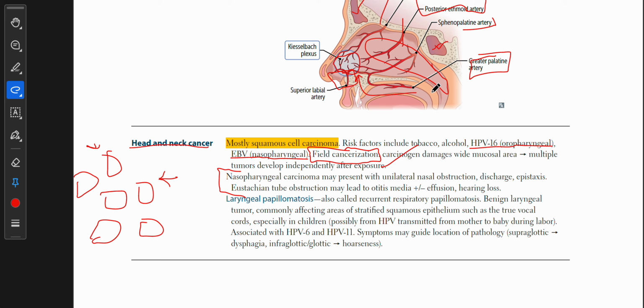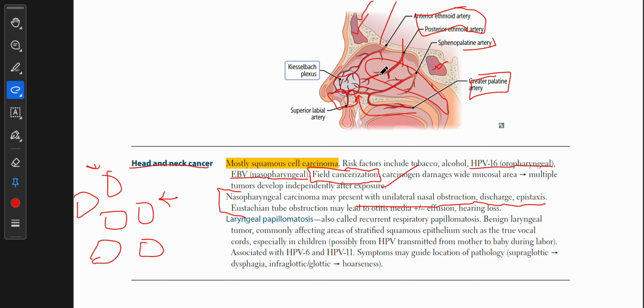So if a tumor is in the nasopharynx, it may present with unilateral nasal obstruction, because the tumor may extend to the nasal region. Also there may be discharge and bleeding due to the tumor, and eustachian tube obstruction, because there are meatuses here, superior, middle, inferior, and there is the opening of the eustachian tube right there. If the eustachian tube is obstructed by a tumor in the nasopharyngeal region, it can cause repeated otitis media with or without effusion, and also hearing loss, right?